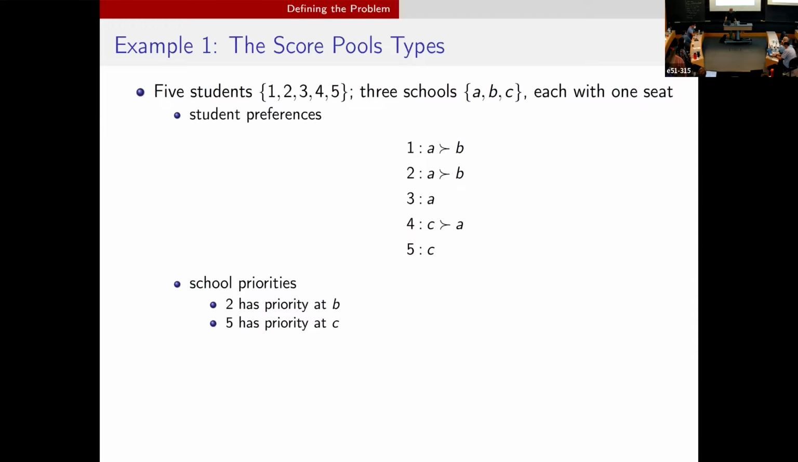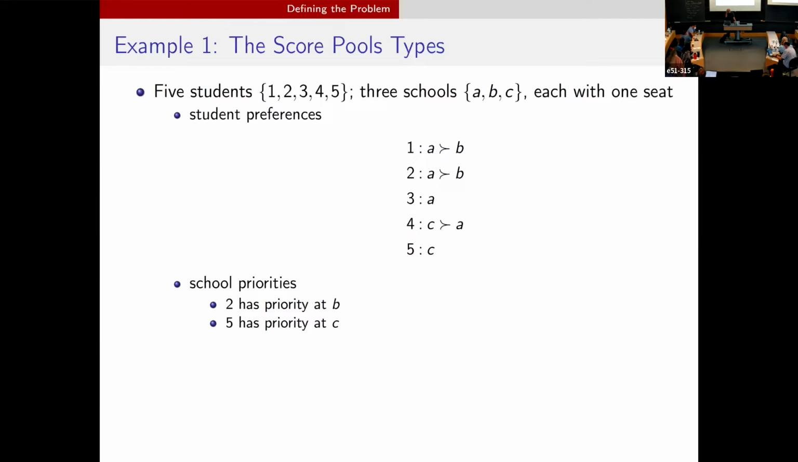Okay, so the first idea I want to illustrate is this idea that the score allows me to pool together individuals who look different. Okay, individuals who have different types. So here's my example. I have 5 students, 1, 2, 3, 4, 5, and there's 3 schools, A, B, and C. Okay, each school has 1 seat. Okay, and my table of preferences is given on the slide here.